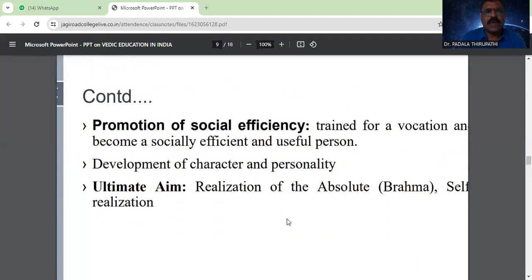The next aim of education is promotion of social efficiency. It is also a most important objective of Vedic education. The person is trained for a vocation and becomes a socially efficient and useful person. My dear friends, in 1952, the Lakshmanaswami Mudaliar Commission stated that socially useful productive work, SUPW, was established based on this social efficiency. Why? Because each and every person should be useful in the social context for the development of the younger generation, and for the development of character and personality also. Along with education, character and personality are most important.